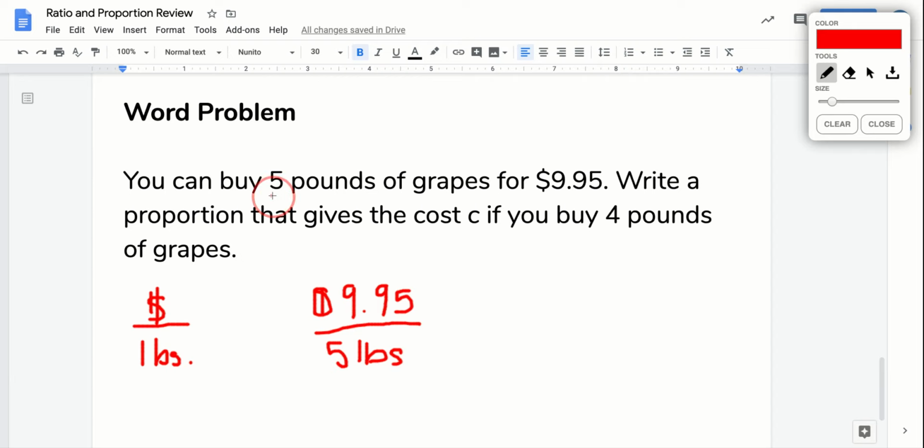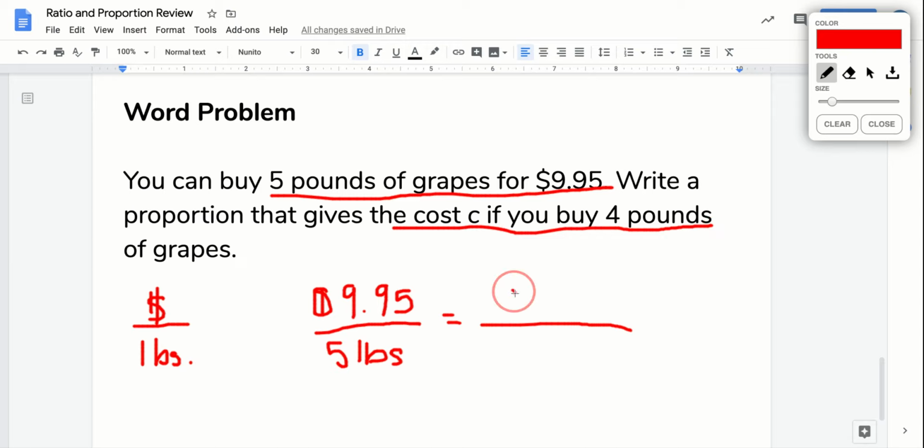So I said I had 5 pounds of grapes that cost $9.95. And I'm going to set that equal to, all right, I'm looking for the cost C if I buy 4 pounds. Cost goes on top, so my dollar sign and my variable. And I have 4 pounds, so I'm going to put that on the bottom, 4 LBS. Notice I have my money or my cost on top and my pounds on the bottom.